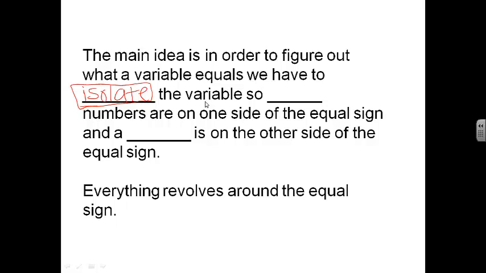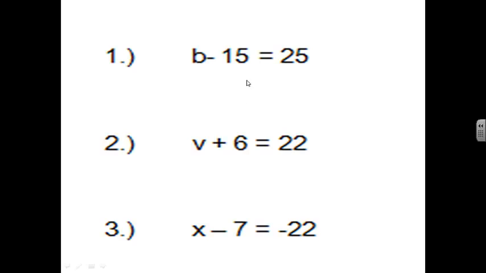We want to isolate the variable so all numbers are on one side of the equal sign and the variable is on the other side, so we can know what the variable means. Everything revolves around the equal sign. Now I just gave you simple problems on this. I'm going to be giving you an assignment the next day after you watch this, to make sure we understand it, but it's really easy. You just have to think about the opposites.